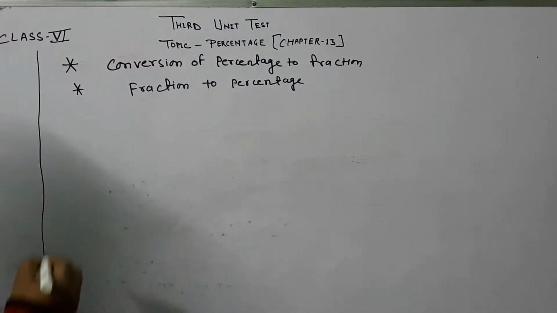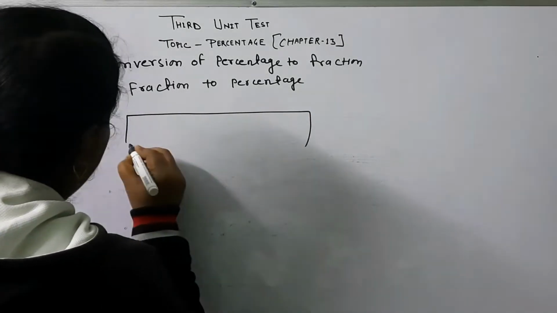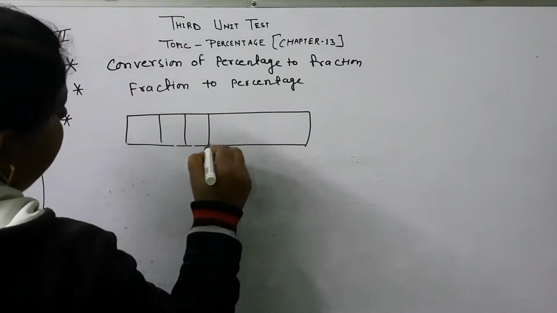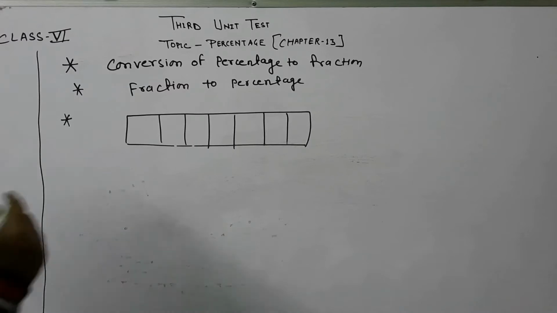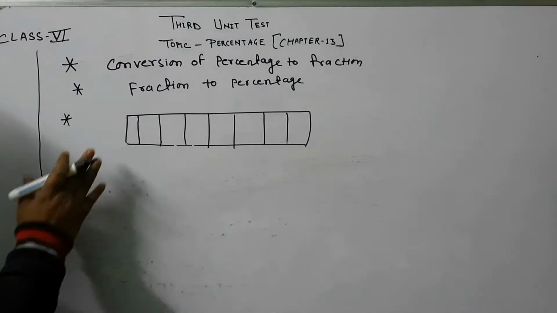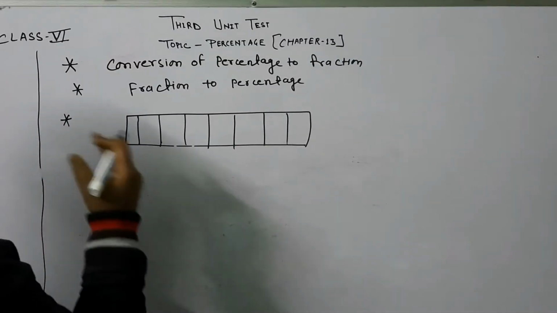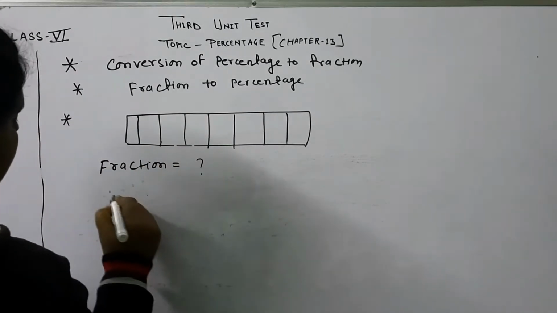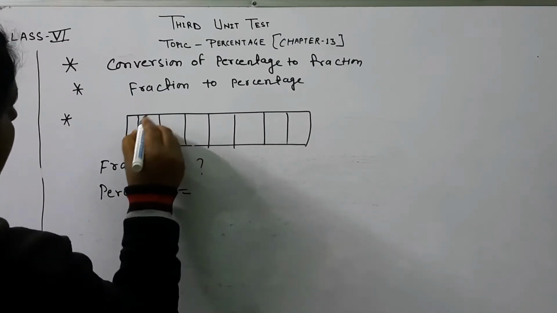Now, the third question is here. Suppose any figure is given here, and this box is divided into some parts. So students, now only the figure is given, and the question is that you have to find the fraction and you also have to find the percentage of the given figure.